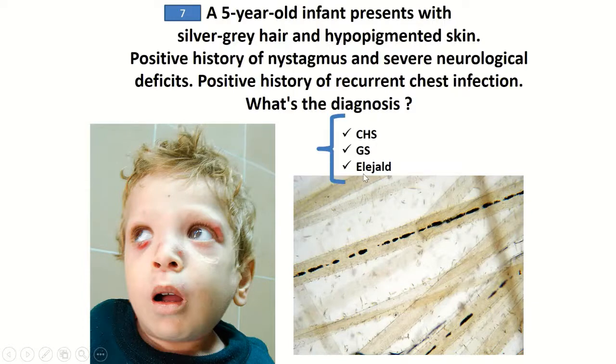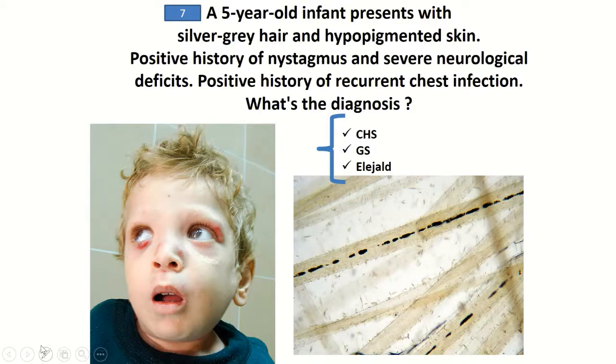Chediak-Higashi, Griscelli, and Elejalde. In these syndromes, trichoscopy shows clumps of melanin. If the clumps of melanin are regularly spaced and small, Chediak-Higashi is the diagnosis. When the clumps are large and irregularly distributed, Griscelli syndrome is more probable. Elejalde is a variant of Griscelli with severe neurological dysfunction.